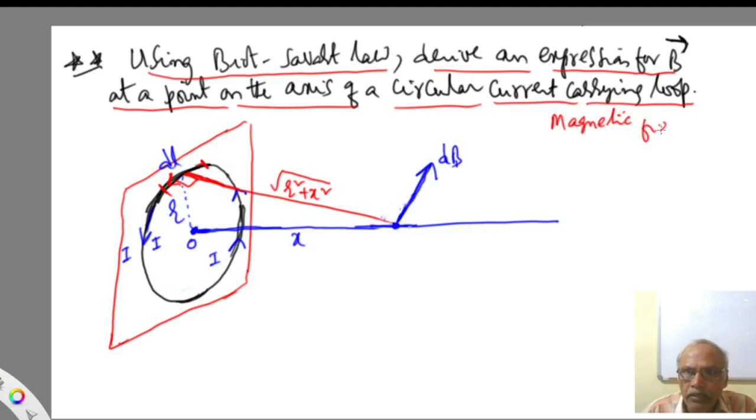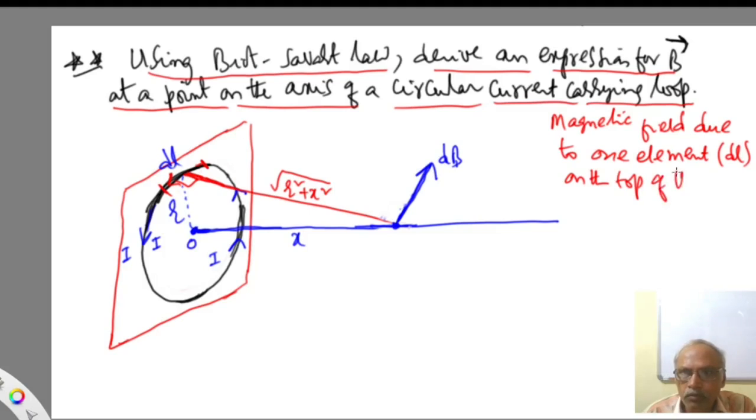Magnetic field due to one element, one element on the top of the loop. dB is equal to mu naught by 4 pi, I dl sin theta by r square.